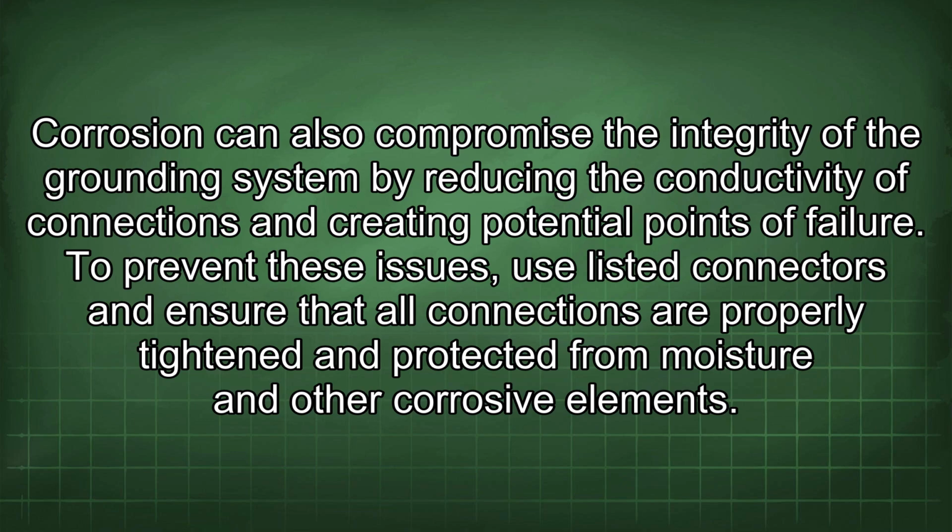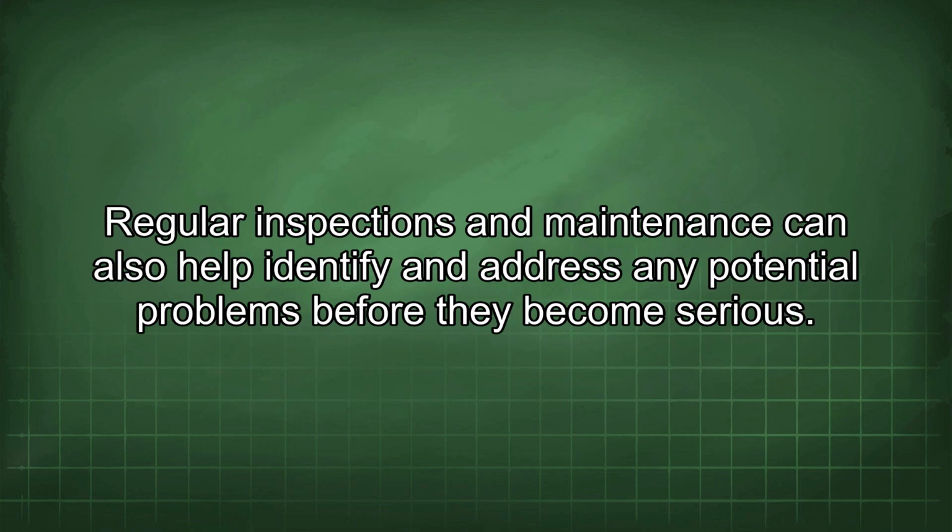Corrosion can also compromise the integrity of the grounding system by reducing the conductivity of connections and creating potential points of failure. To prevent these issues, use listed connectors and ensure that all connections are properly tightened and protected from moisture and other corrosive elements. Regular inspections and maintenance can also help identify and address any potential problems before they become serious.